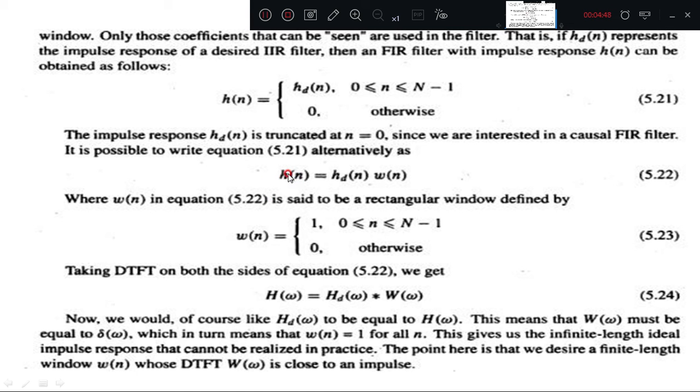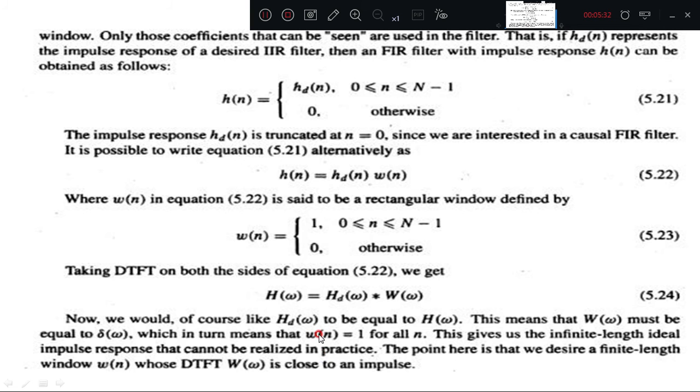And if you take the discrete time Fourier transform on both sides, what will you get? H of omega is equal to Hd of omega convolved with W of omega, because here in the time domain it is simple multiplication, and if you perform the discrete time Fourier transform, in the frequency domain the simple multiplication turns into what? The convolution, right? So of course Hd of omega is equal to H of omega, which means that W of omega must be equal to delta of omega, because in the time domain it is delta of n equal to 1, right?